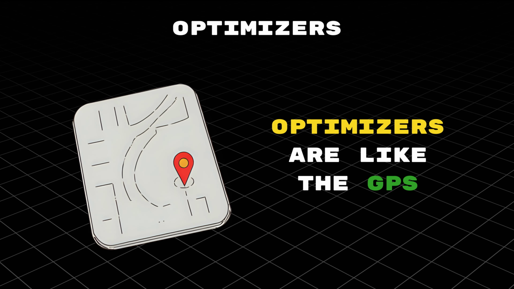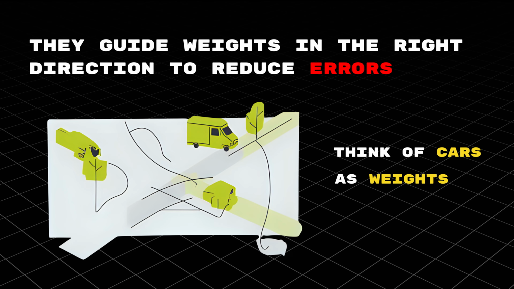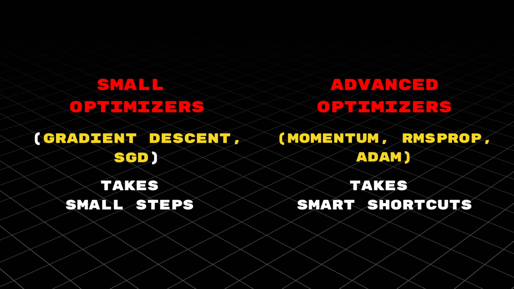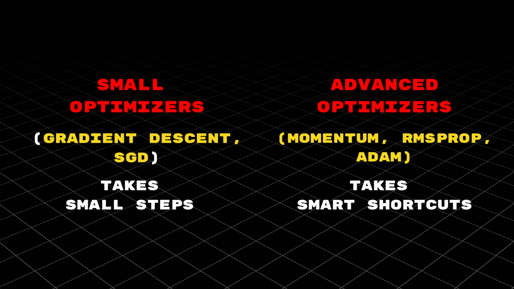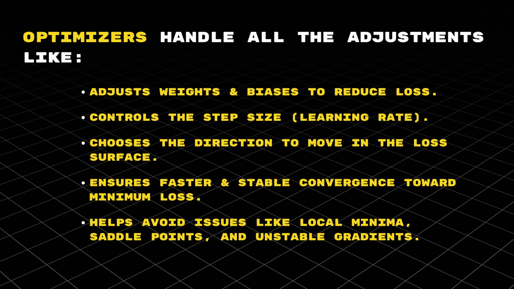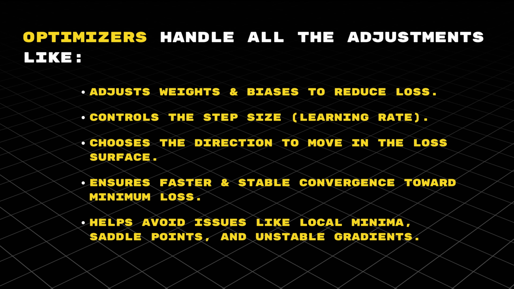Optimizers are like GPS for the model. They guide weights in the right direction to reduce errors. Simple ones take small steps and advanced ones take smart shortcuts. SGD and Adam are common optimizers. During training, they handle all the adjustments. They keep the model moving toward better predictions.